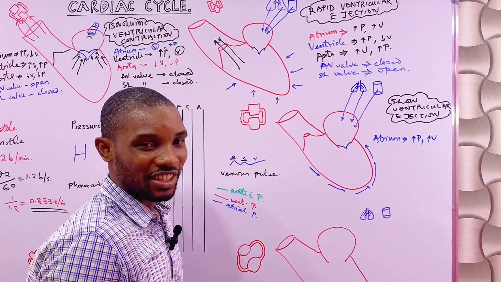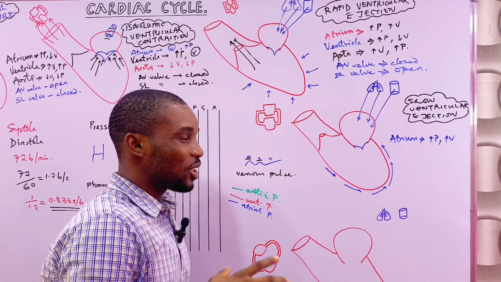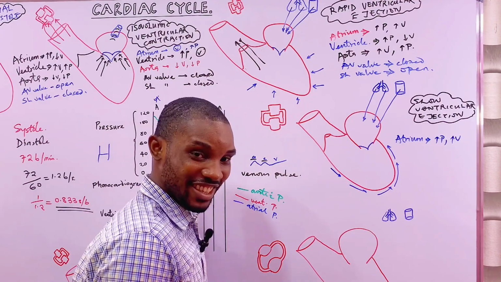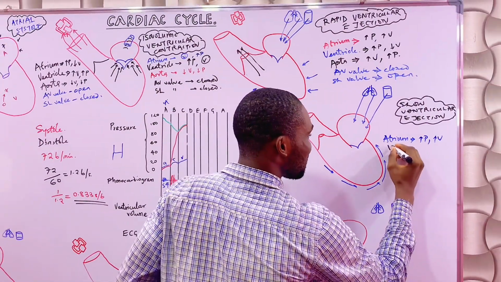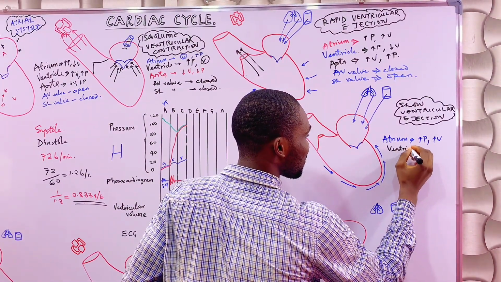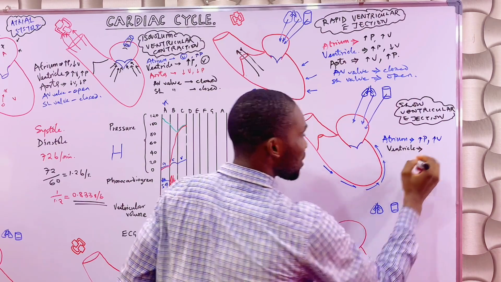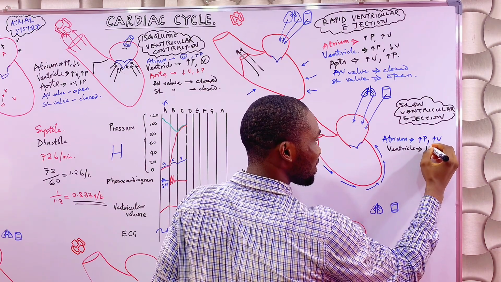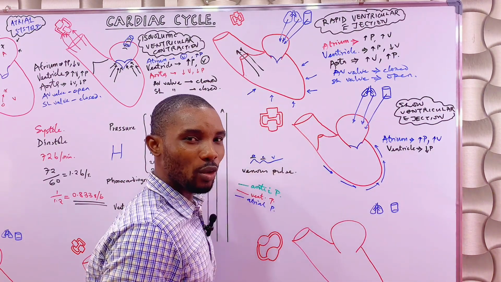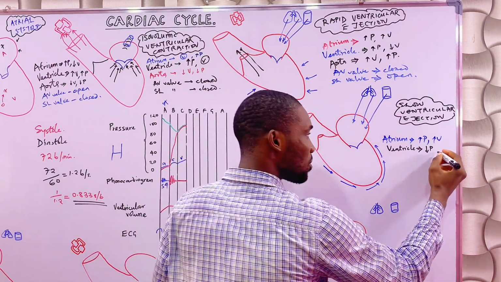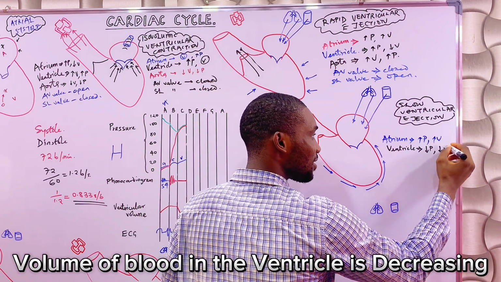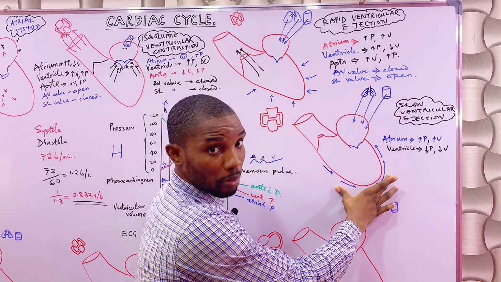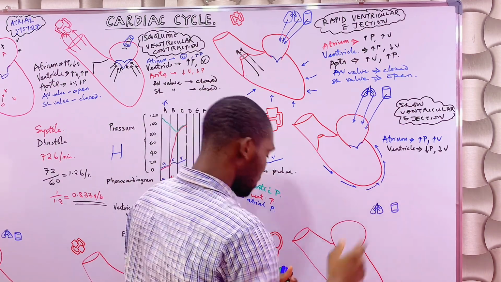How about the ventricle? Remember, the ventricle is not contracting. So what do you expect? Should the ventricle pressure increase, decrease, or remain constant? Can you guess? All right, let me tell you. The pressure in the ventricle is decreasing. Wow. Why is it decreasing? The volume is also decreasing. Why do you think it's decreasing, despite the fact that this is not pumping blood? All right? Now, let me tell you.